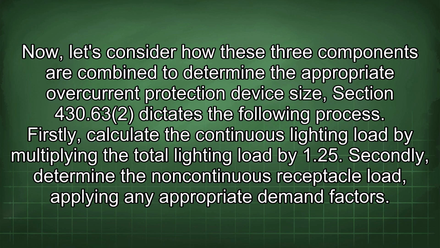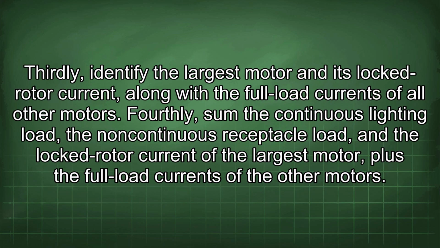Section 430.63 dictates the following process. Firstly, calculate the continuous lighting load by multiplying the total lighting load by 1.25. Secondly, determine the non-continuous receptacle load, applying any appropriate demand factors. Thirdly, identify the largest motor and its locked-rotor current, along with the full load currents of all other motors. Fourthly, sum the continuous lighting load, the non-continuous receptacle load, and the locked-rotor current of the largest motor, plus the full load currents of the other motors.